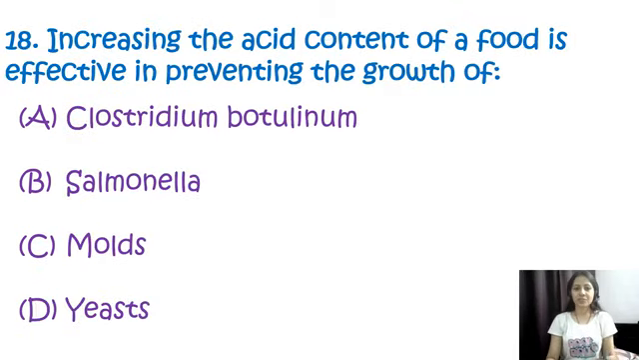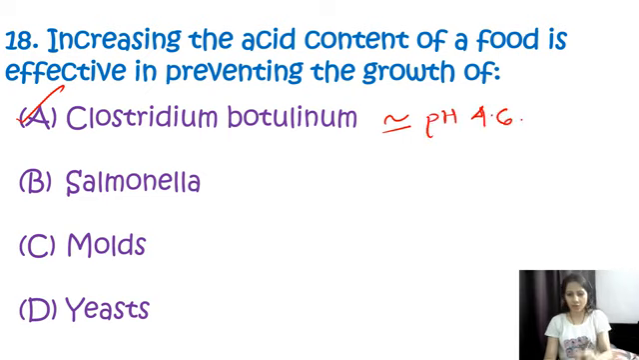Question number 18. Increasing the acid content of a food is effective in preventing the growth of. So options are Clostridium botulinum, Salmonella, molds, or yeast. So correct option is A, that is Clostridium botulinum. We know that Clostridium botulinum is a bacteria that can produce a deadly neurotoxin under anaerobic conditions, that is under low oxygen conditions. It thrives in a low acid environment, approximately below pH 4.6.